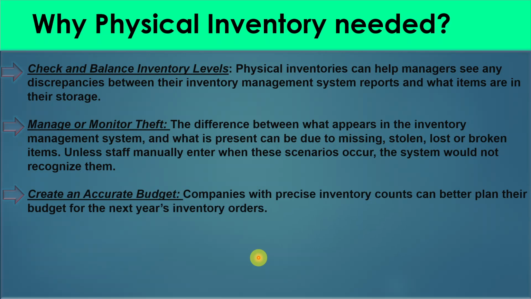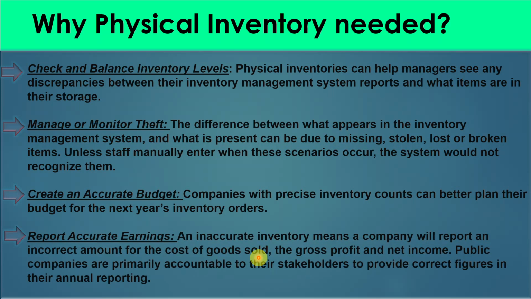Then, depending on this physical inventory, managers can make their budget accurately for the upcoming days, months or year. Companies with a precise inventory count can better plan their budget, next year's inventory and all other activities they are planning considering their budget for a particular inventory area or maybe for a particular material.